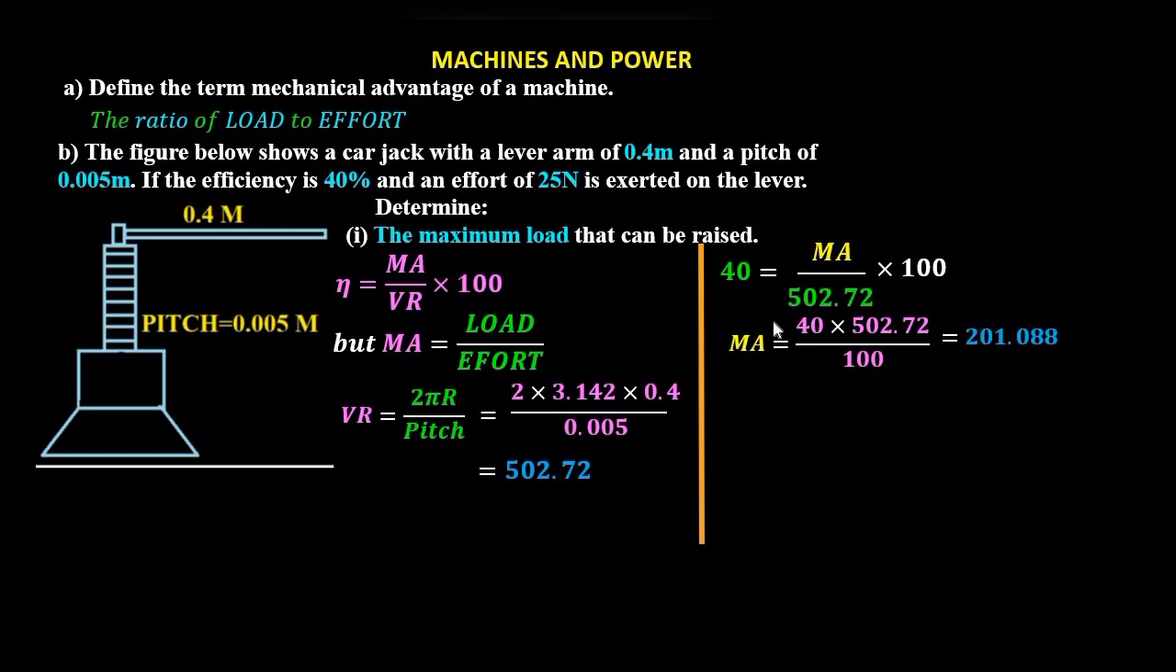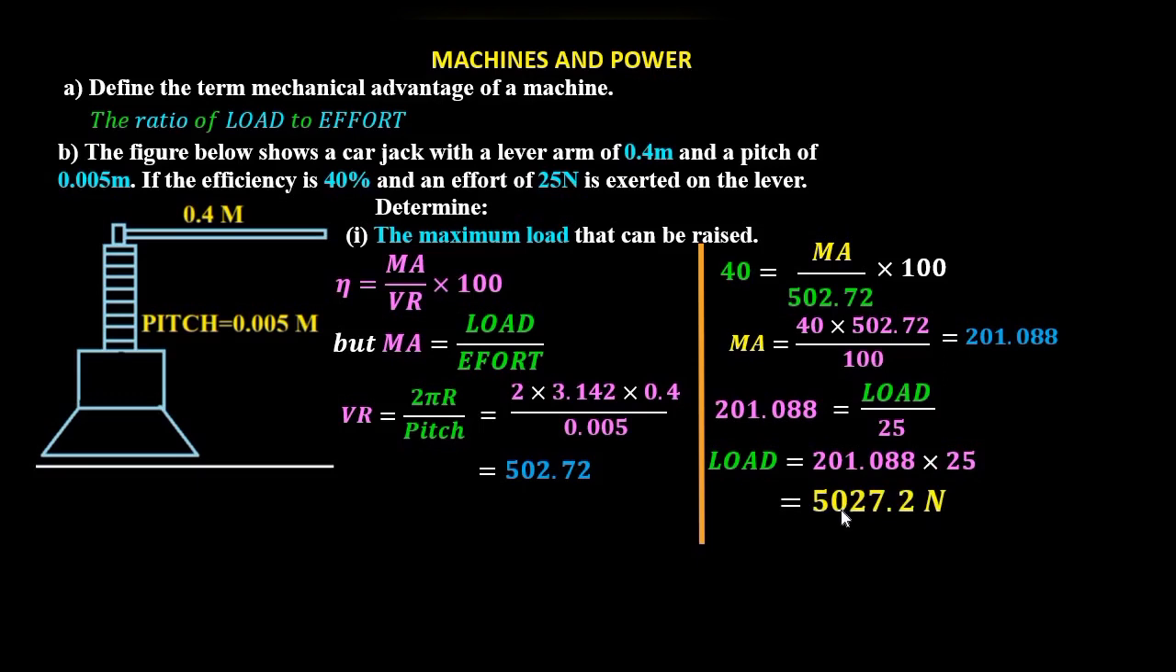Now, with the mechanical advantage, we can come back to this point and say mechanical advantage is equal to load over effort. So that is what we have here. Mechanical advantage is 201.088. And then we equate that to the load over effort. Now the effort from the question we have as 25 newtons. From here, if we cross multiply, we'll have the load as 201.088 times 25, and that is 5027.2 newtons. Now that is for Roman 1.